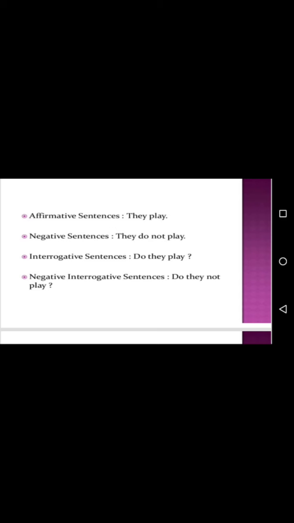Do has to be used with plural subjects, and I is also included in that: I, we, you, they. We use do. Whereas with singular subjects like he, she, it, we use does. And formation of the sentences will be done in the same manner as it is given.